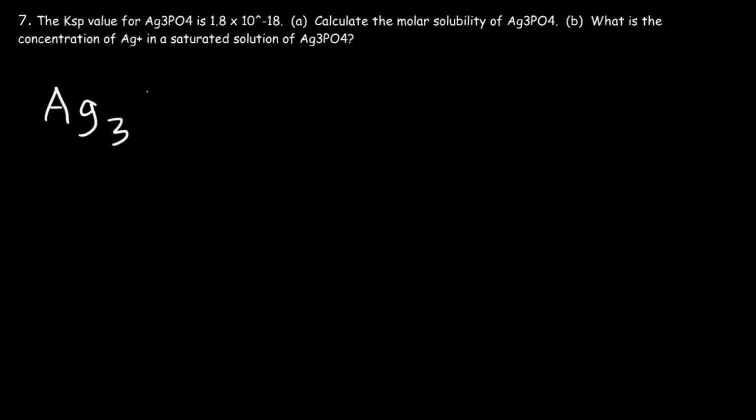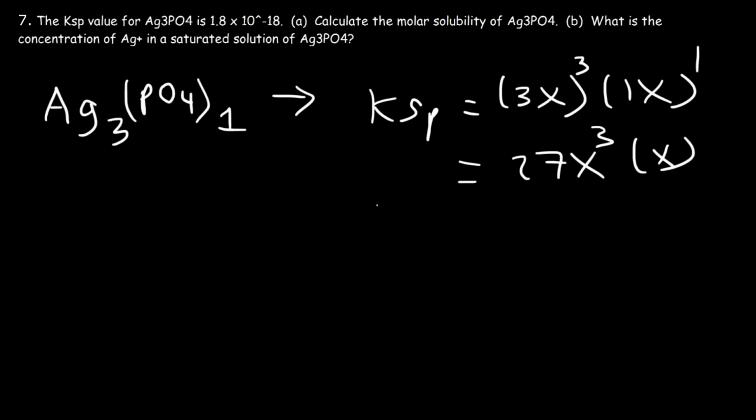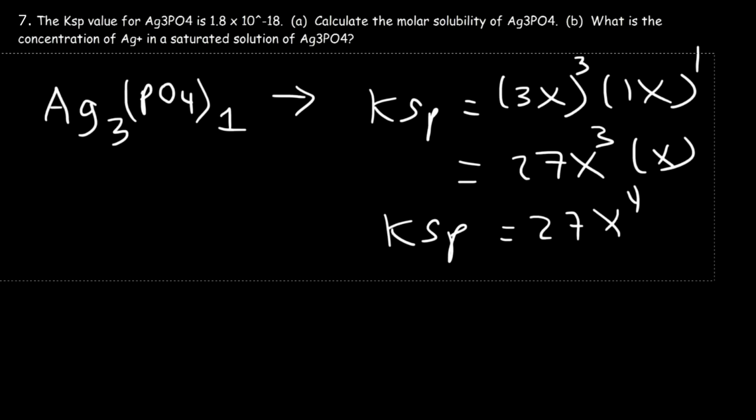So for this example, we had Ag3PO4. The subscript for PO4 is a 1 because nothing was there. So the KSP is going to be, for Ag, 3x raised to the third power, and for phosphate, 1x raised to the first power. And so this is going to be 27x cubed multiplied by x. And so that's how we got the expression KSP is 27x to the fourth. So now let's go ahead and finish this problem.